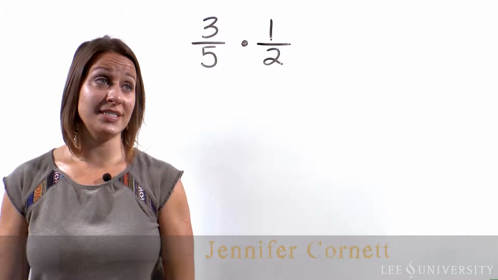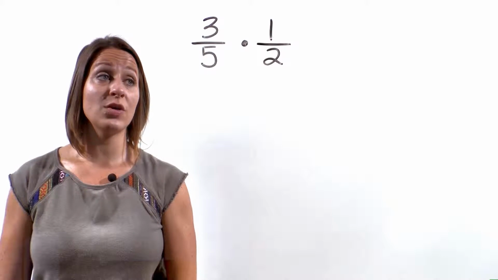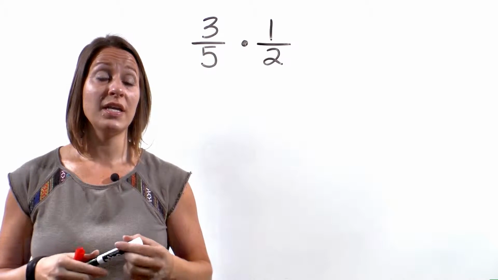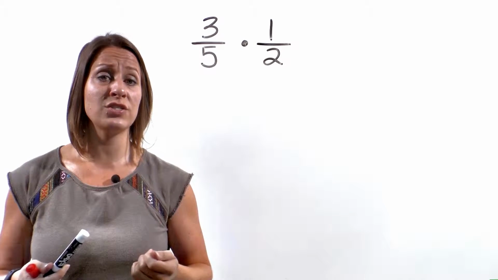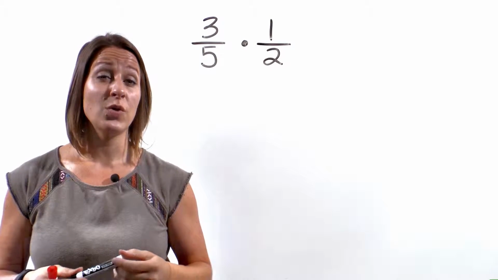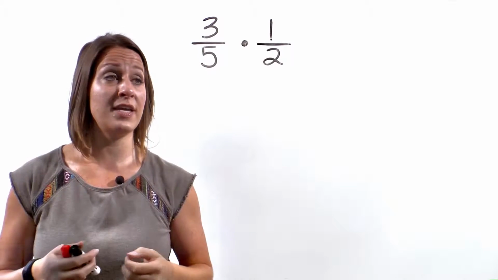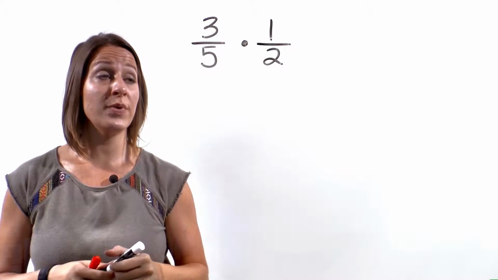Take a look at this first example. We have the fraction 3/5 times 1/2. Now it's important before we begin to multiply these fractions to make sure that these fractions are written in simplest form, which in this first example they are. 3/5, we cannot simplify that any further, and 1/2 can't be simplified any further, so we're ready to multiply.